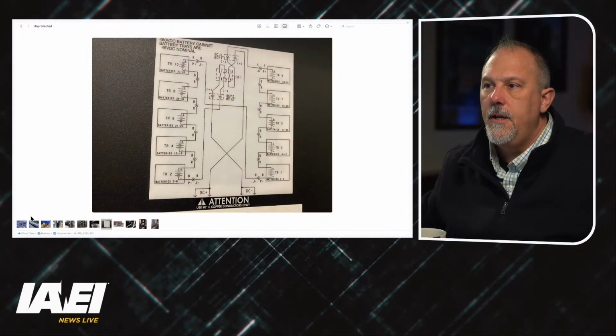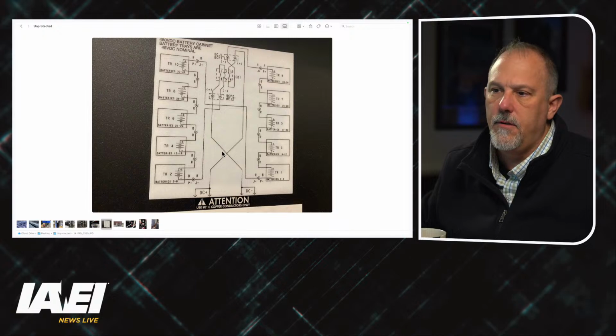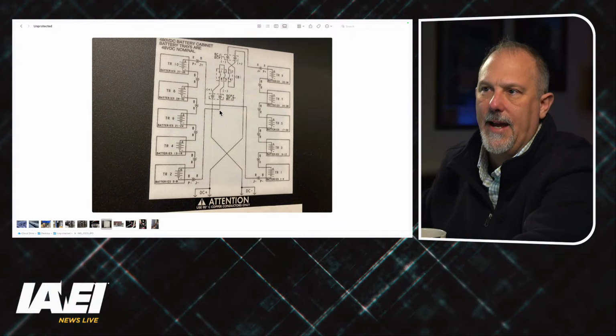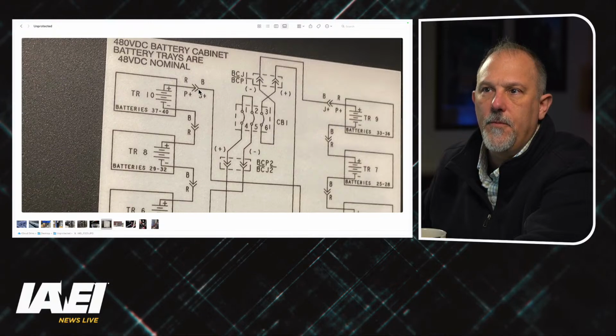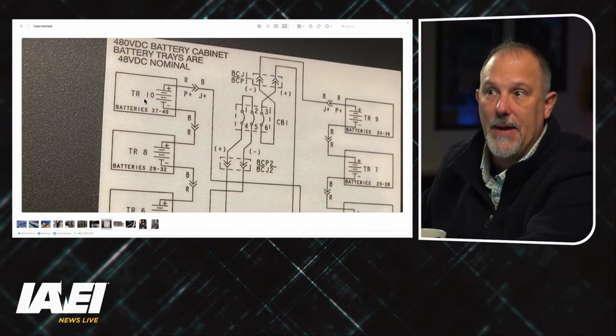Okay, so the NEC recognizes multiple sources. Where's another source? So we went over photovoltaic. We talked about supercapacitors. We talked about batteries. Oh, here's a good picture. This one. This is an image of the wiring diagram for those batteries. So it's a 480 volt DC battery cabinet.